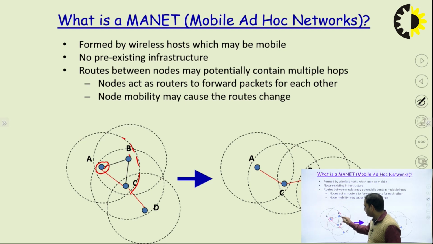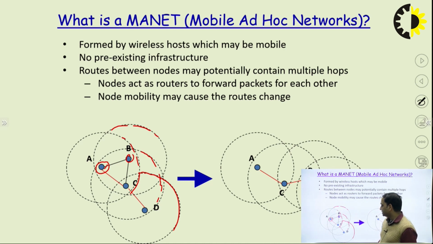Similar to that, for B we have this coverage, for C we have this coverage, and for D we have this coverage. Okay, so these are overlapping coverages of A, B, C, and D, but at some instant of time, we can see mobility in the nature. A is moving, B is moving, C is moving, and D sometimes, if it is fixed, then the path will be like that.